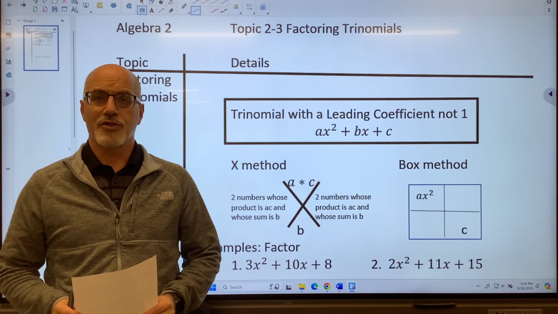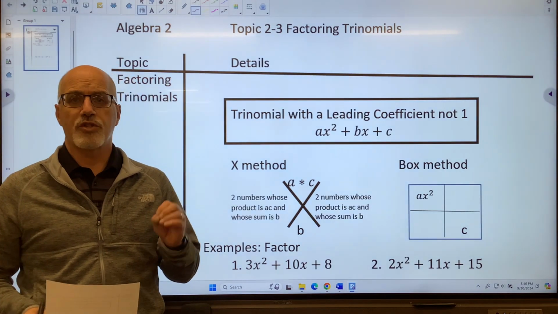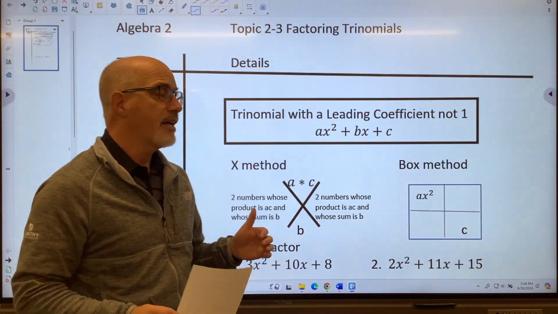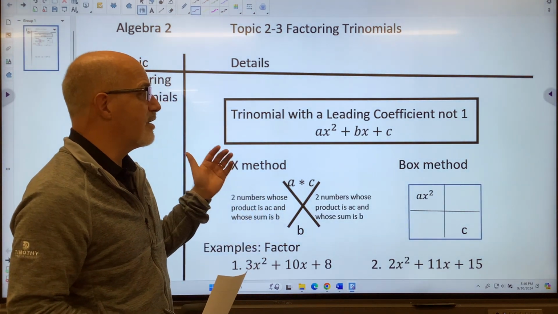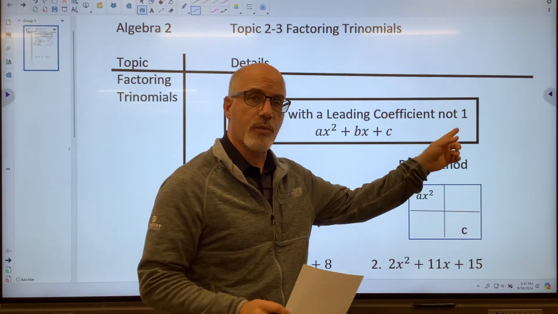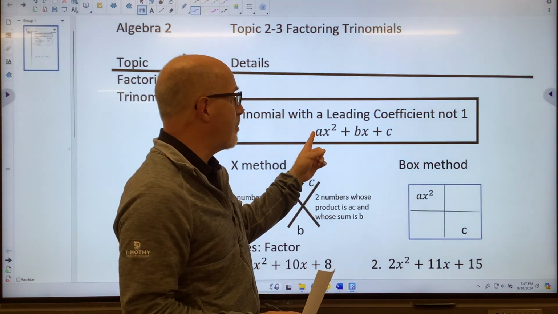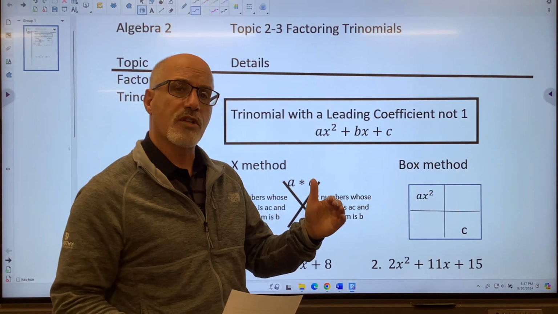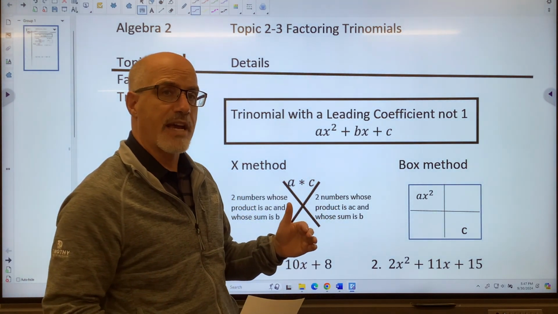This lesson concerns factoring. We're going to be factoring trinomials. This will work for all trinomials, but especially for the trinomials that have a leading coefficient that is not equal to 1. So if you have a number in front of the x squared term, this will be important to learn a technique to be able to factor it.